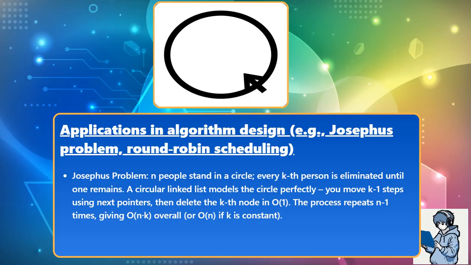Josephus problem: n people stand in a circle. Every kth person is eliminated until one remains. A circular linked list models the circle perfectly. You move k-1 steps using next pointers, then delete the kth node in O(1). The process repeats n-1 times, giving O(n·k) overall, or O(n) if k is constant.